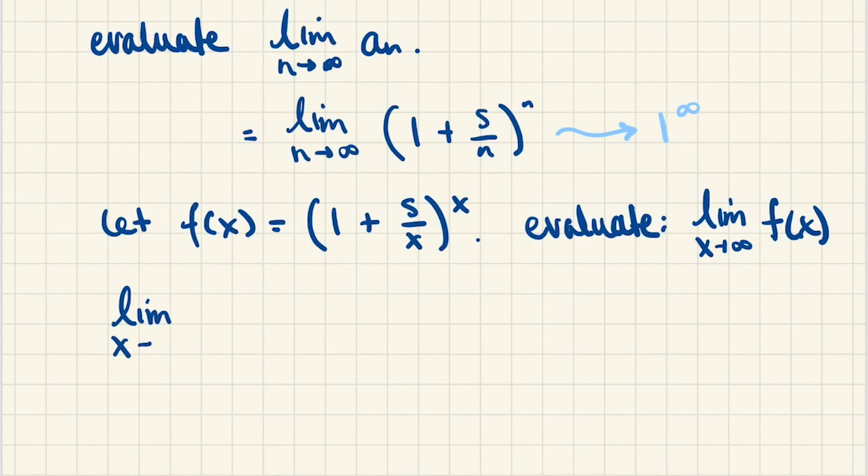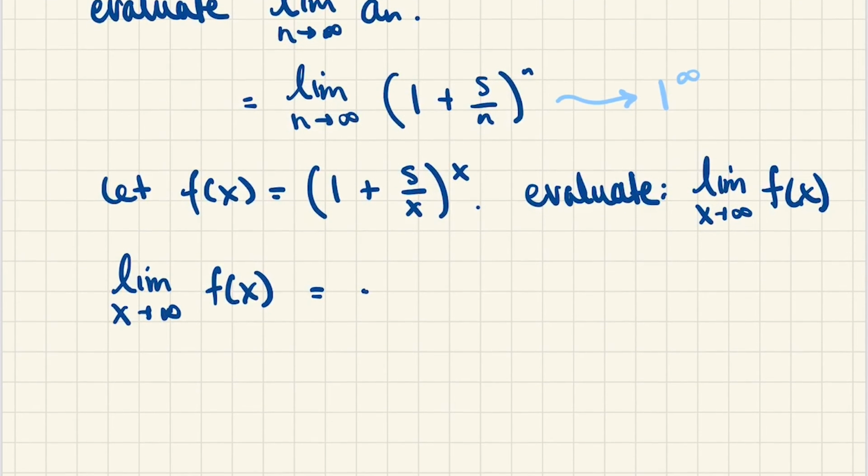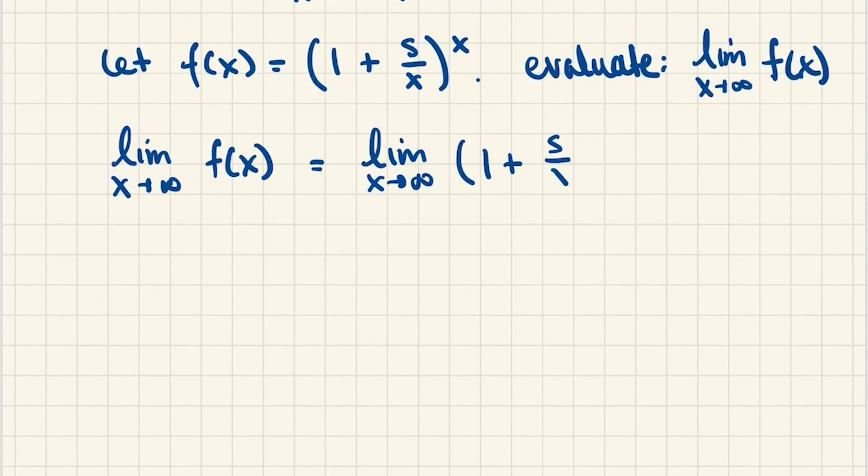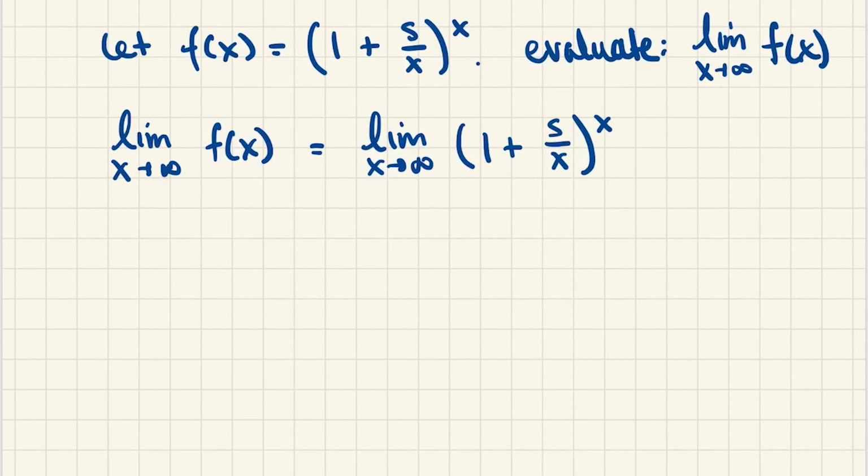The limit as x approaches infinity of f of x is the limit as x approaches infinity of (1 plus s over x) to the x. Of course, this still approaches 1 to the infinity, so we still have the same problem, but at least now we're dealing with differentiable form. So, okay, to use L'Hôpital's rule, we need to have this in a fractional form. We need to have the indeterminate form 0 over 0 or infinity over infinity, and we're not even close to that.